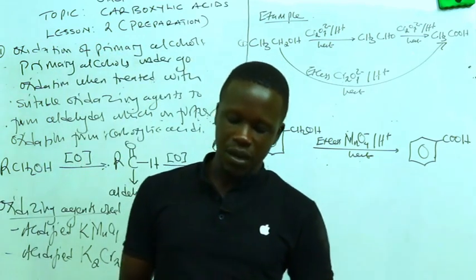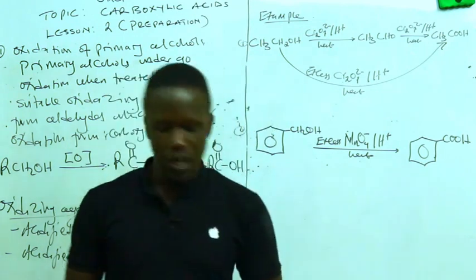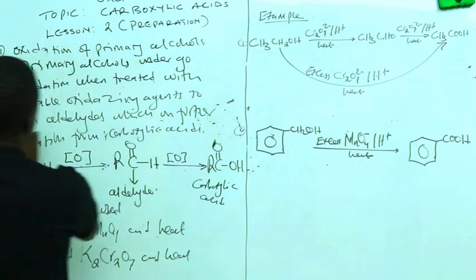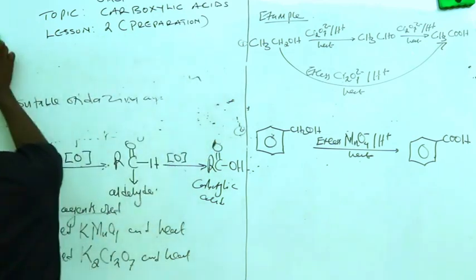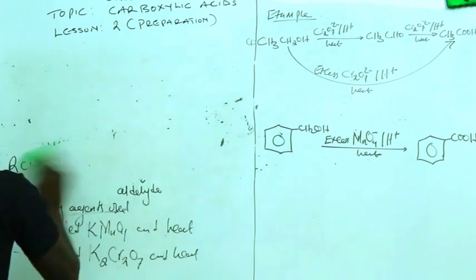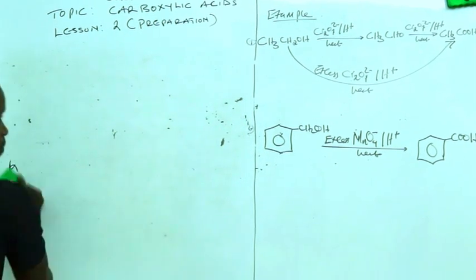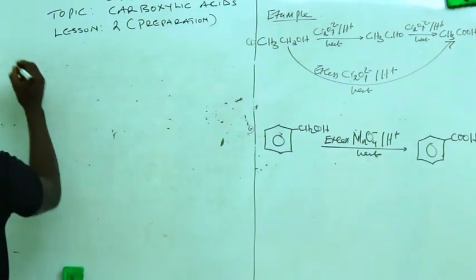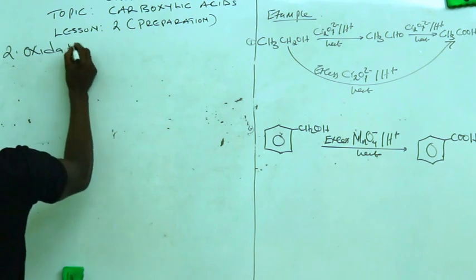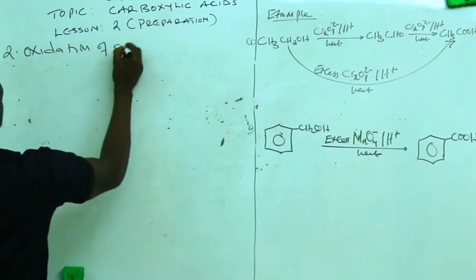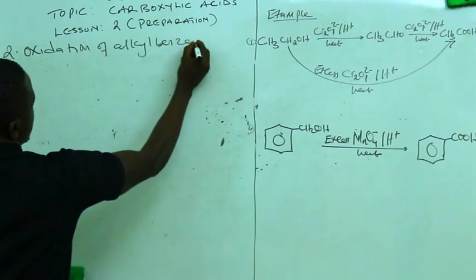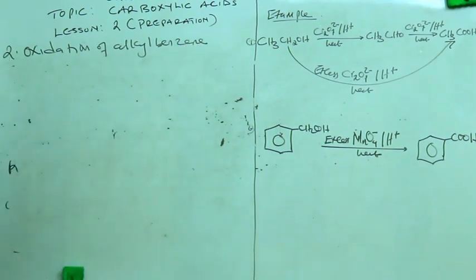Other methods that we can use to prepare carboxylic acids, we can have oxidation still, oxidation of alkylbenzene. Number two, oxidation of alkyl benzene. What do we mean by alkyl benzene?